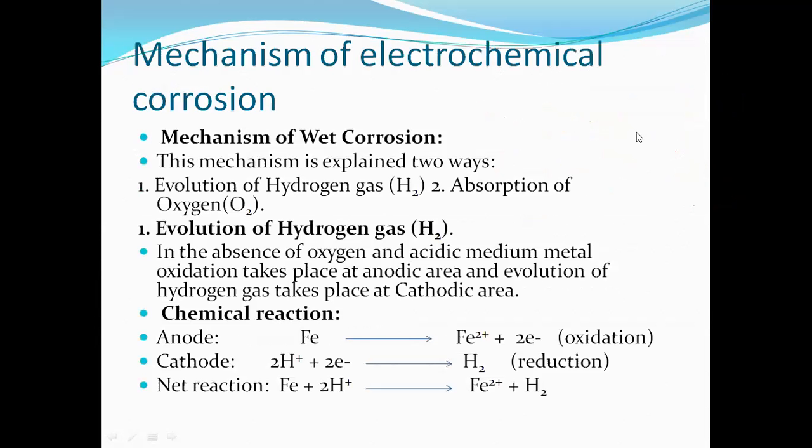Now let us see the mechanism of wet type of corrosion. Remember that there are two types of mechanism. The first category is hydrogen evolution type corrosion. The second category is absorption of oxygen corrosion. Simple. Hydrogen evolution corrosion takes place in acidic medium, remember. Acidic medium is nothing but the metal being placed in hydrochloric acid condition and the aqueous condition.